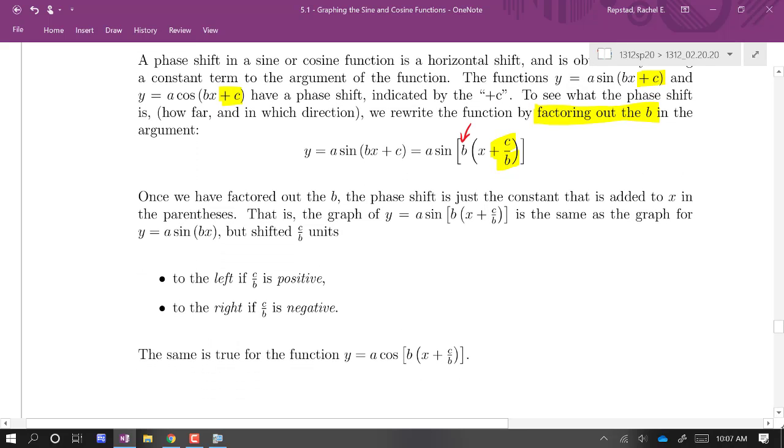So the phase shift is the value c over b. It moves to the left if c over b is positive. That's kind of backwards from what we think. We think the positive direction is over there. But if it's a plus a number, it's going to move to the left. If we're subtracting a number, it moves to the right.